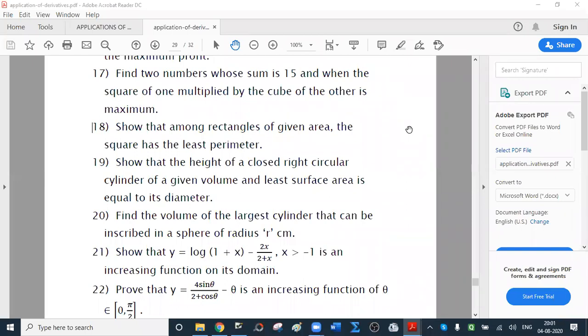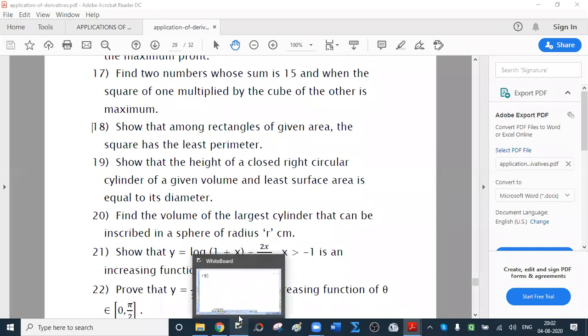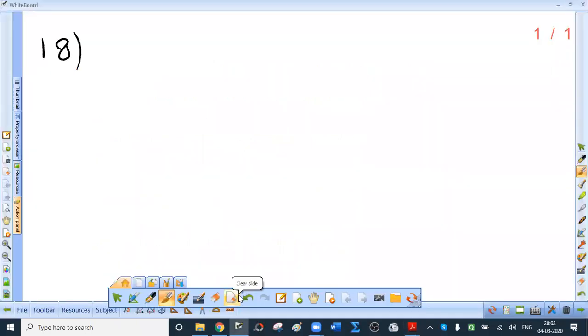Let x be the length and y be the breadth of the rectangle whose area is a square unit. Therefore, see on the screen, xy equal to a, equal to constant.